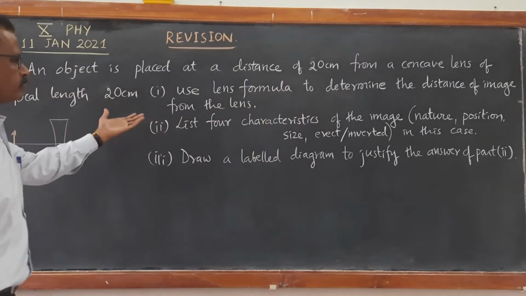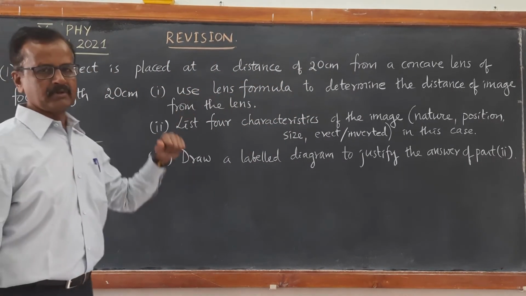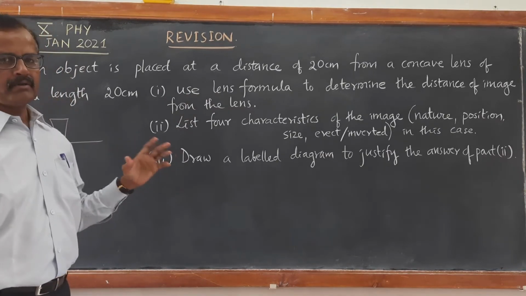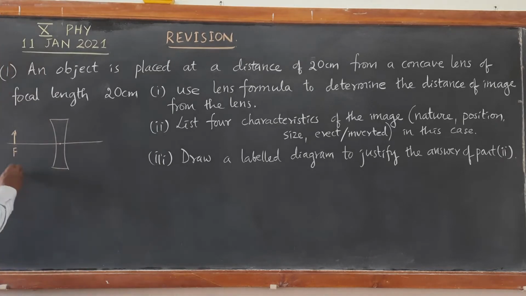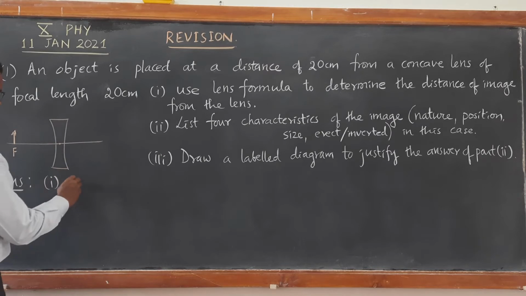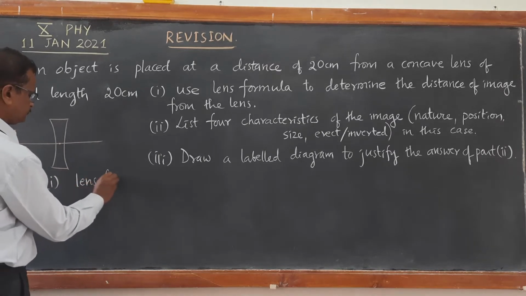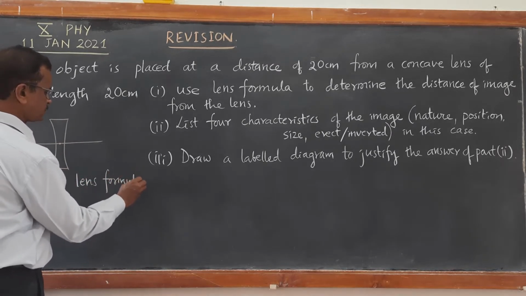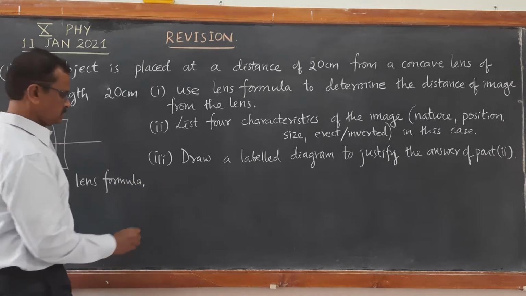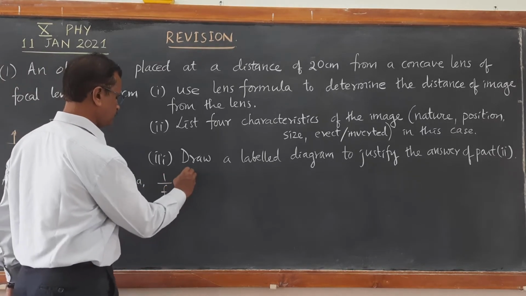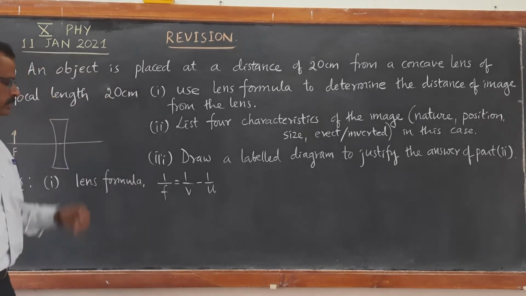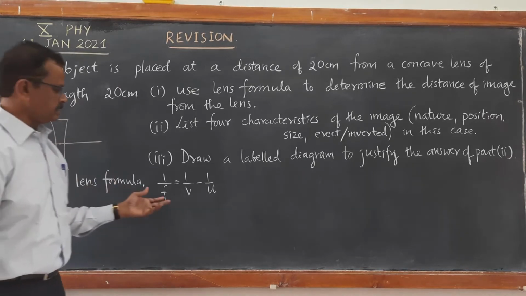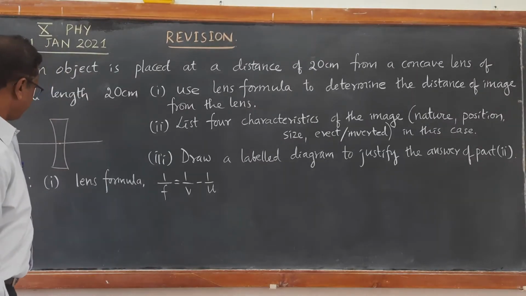For that we have to make use of the lens formula. Lens formula, if you remember, 1 by f equals 1 by v minus 1 by u. Whether it is a convex lens or a concave lens, the lens formula is 1 by f is equal to 1 by v minus 1 by u, where u is the object distance and v is the image distance.